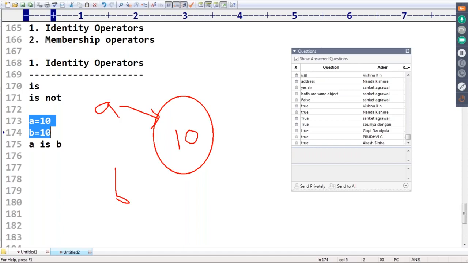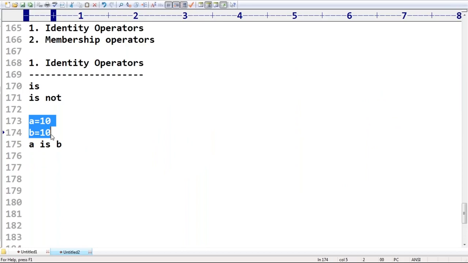If A and B both are pointing to the same object, then A is B. What is the output by default we are going to get? True itself is the answer, sir.